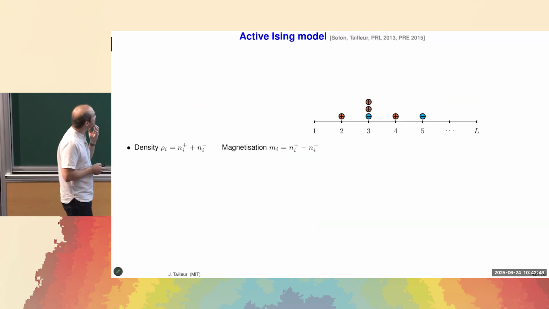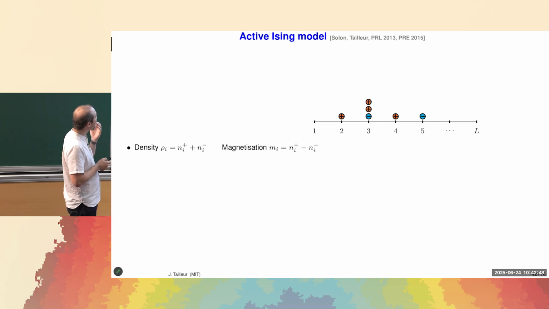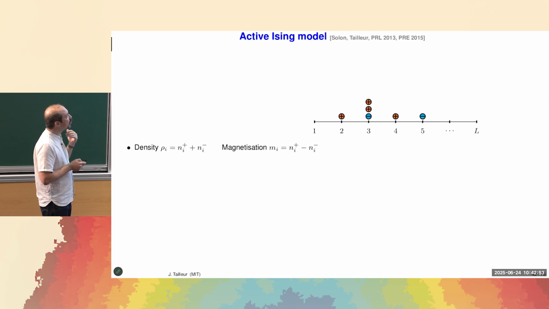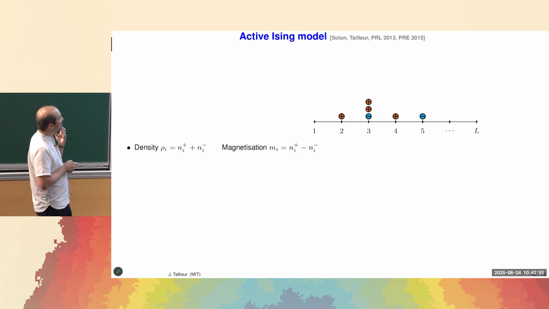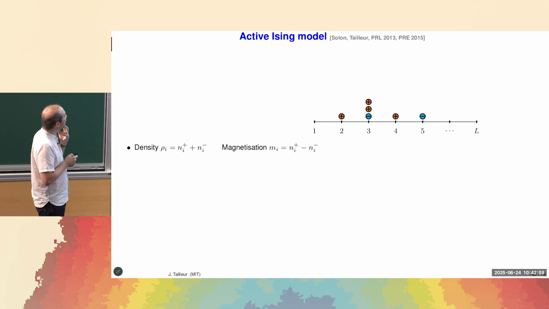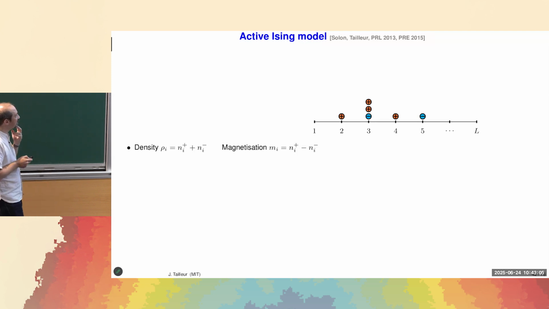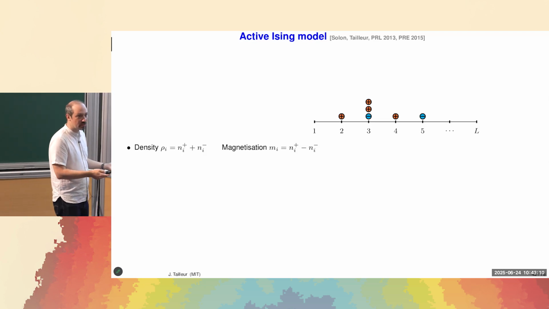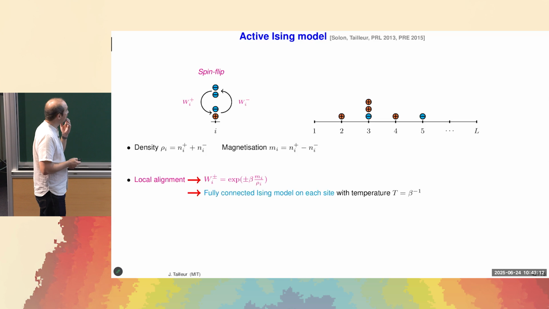So how do we do a flying Ising model? We want to take the Ising model and make the particles move. If the particles move, we have to allow for several particles per site. Okay, so the idea is that on each site, you have n_i plus particles with +1 spin, n_i minus particles with -1 spin. You can define local density and magnetization. And I want both alignment, because I want an Ising model, and I want propulsion.